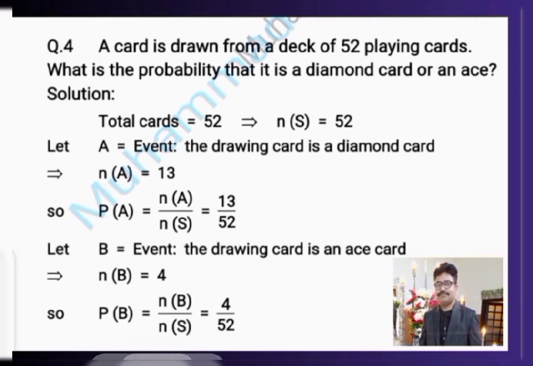Question number 4 is a very important question. A card is drawn from a deck of 52 playing cards. What is the probability that the card is a diamond or the card is an ace? First of all, we have to be aware of the playing cards.